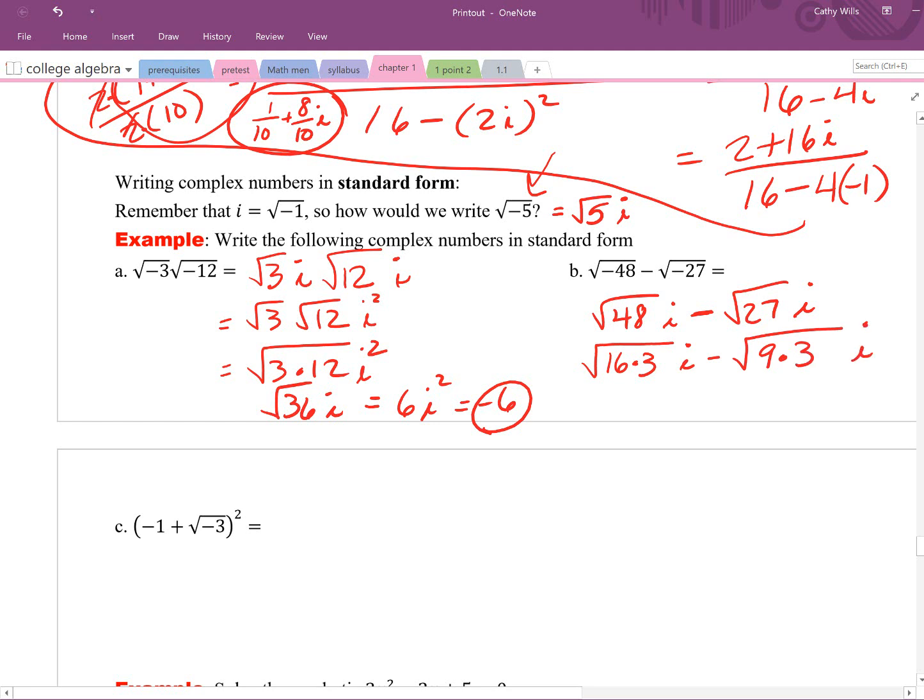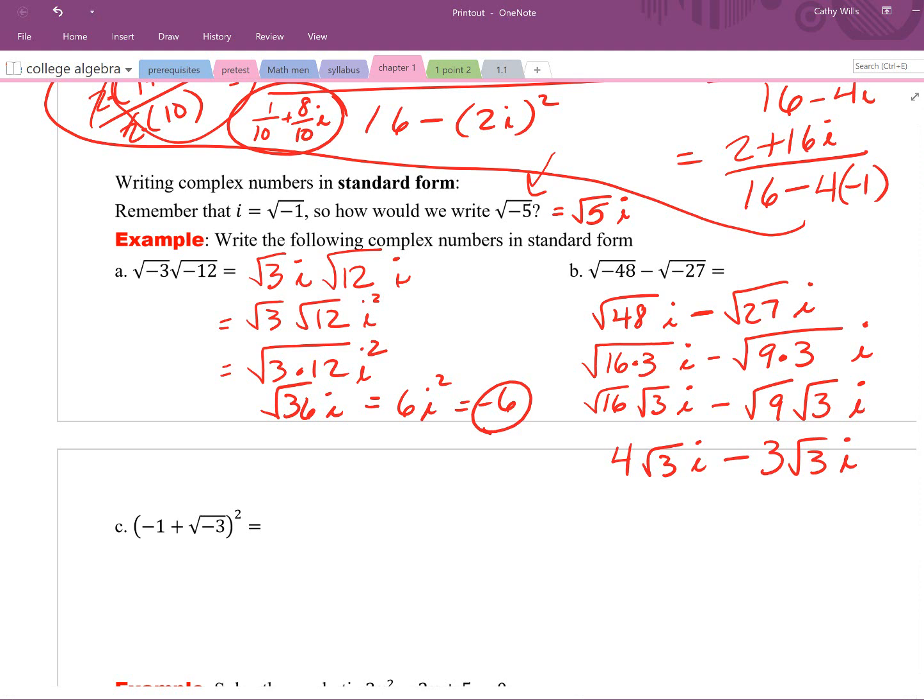All right, so this is the square root of 16 times the square root of 3i minus the square root of 9 times the square root of 3i. The square root of 16 is 4, so 4 square root of 3i. The square root of 9 is 3, so 3 square root of 3i. Now you can subtract these: 4 square root of 3i minus 3 square root of 3i.